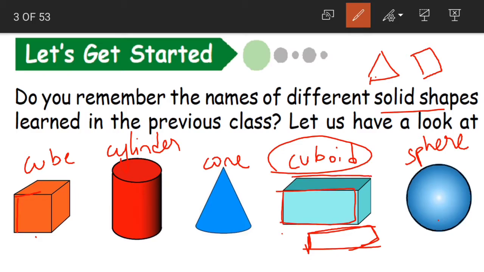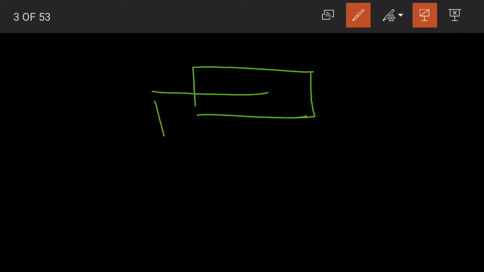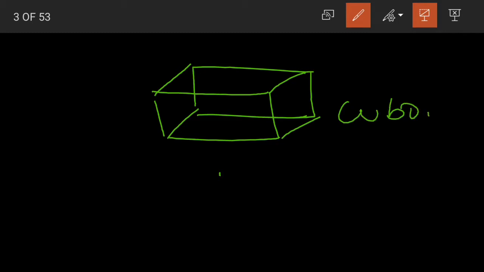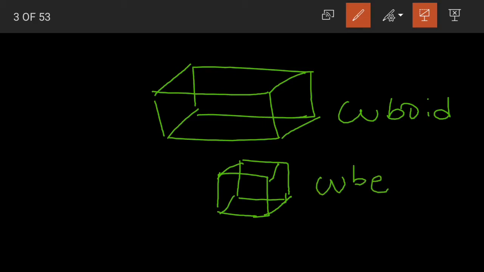We'll have two rectangles which are joined together. How do you draw a cuboid? Draw a rectangle like this. Again draw another rectangle like this. Now join these rectangles together. See? Now this is the shape of a cuboid. C-U-B-O-I-D, cuboid. Now the cube is the joining of two squares. One square, two squares. Now join these two. This is our cube, and this is our cuboid.